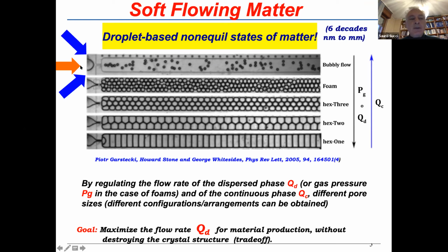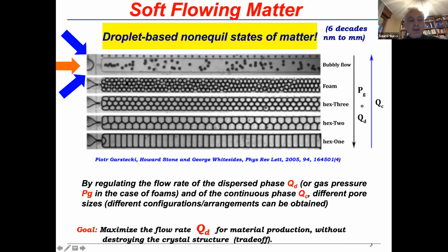if the inflow of the dispersed phase is relatively low, you have a sort of dilute gas of droplets, the top panel in this picture. And as you increase the flow rate of the dispersed phase, you start to generate a sort of, let's call it liquid. There is some disorder and regularity together in the second panel from the bottom.